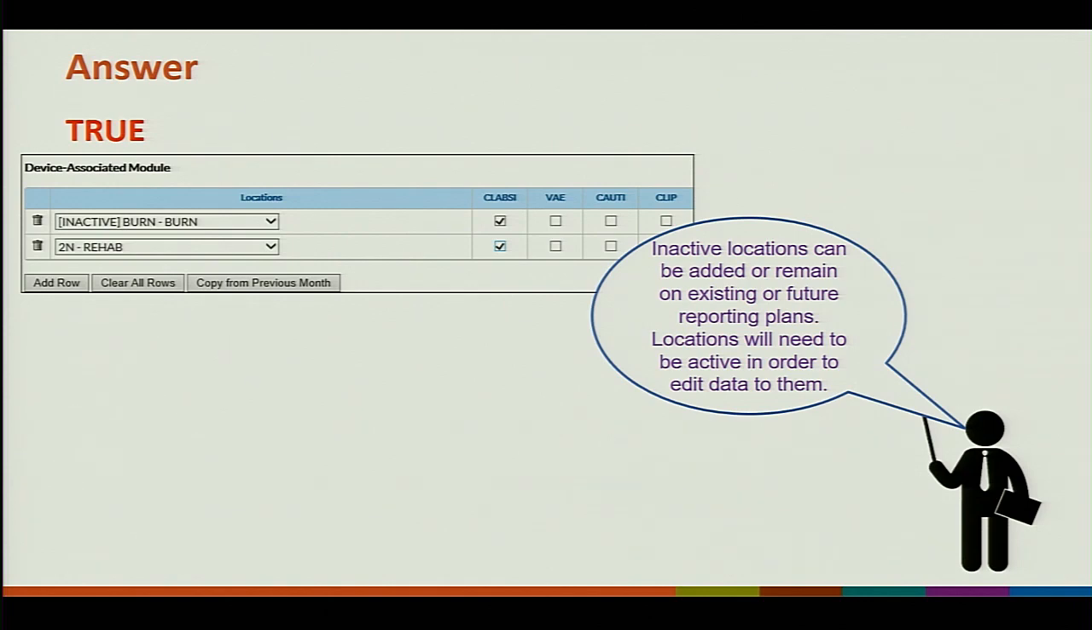So it's imperative that if you make locations inactive because they're no longer active, but you have past location data that you want to send to CMS, it needs to be included in that monthly reporting plan. If you want to make those edits, you can go back and add those inactive locations to those monthly reporting plans, or if they're there, keep them. However, if you have an active location with no data coming from it for that month, you need to remove it by clicking the little trash can icon on the left-hand side.